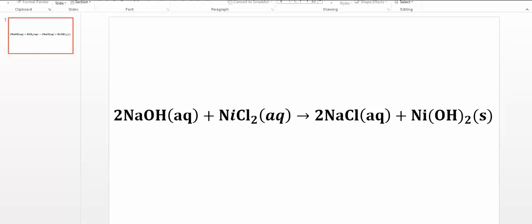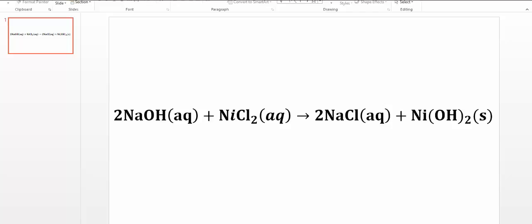So today we're doing a double displacement reaction, and what that means is we have two compounds where the ions switch. So the anion of one compound pairs with the cation of the other compound. For example, in today's reaction we're reacting sodium hydroxide with nickel chloride, and the nickel cation from the nickel chloride will bond with the hydroxide anion of sodium hydroxide.